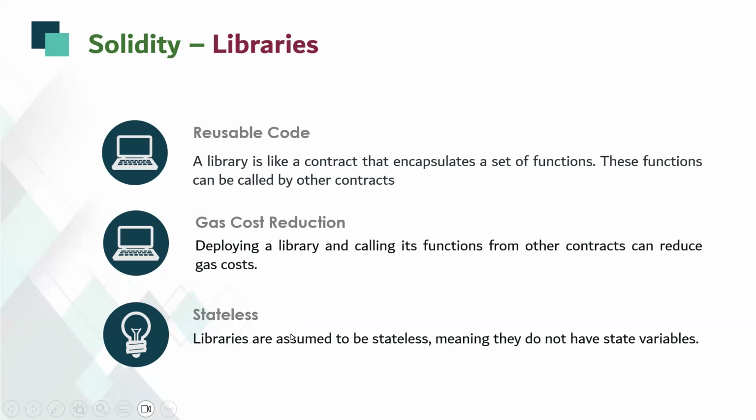The third point is about being stateless. Libraries are assumed to be stateless. This means they don't have state variables. They can only define functions, and these functions can only access the data provided to them as function arguments or through external state variables.